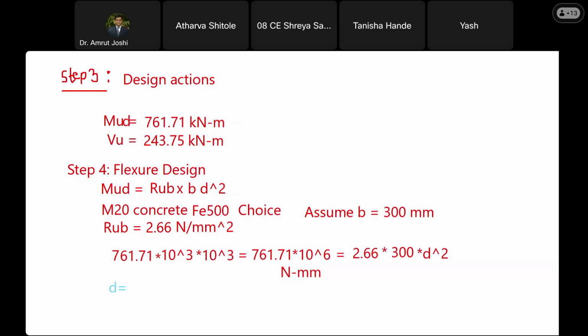No, no, I think you made a mistake there. 976 is the answer that I get. Can you cross verify? Yes, sir. Is it correct? Just a second, sir. 10 power 6, have you done that? Sir, I got it as 976. It is 976.99. Right. So this is the width, this is the depth required if I want to design this section as a balanced section. Are you with me?